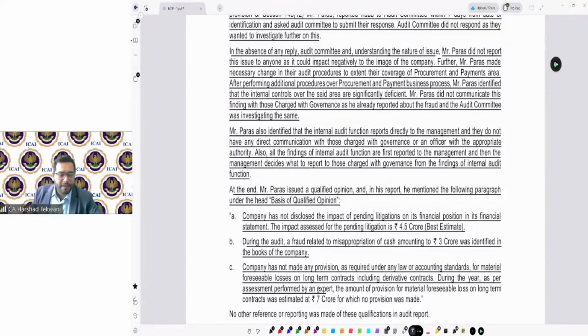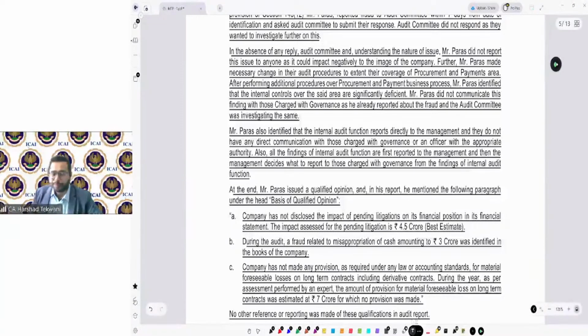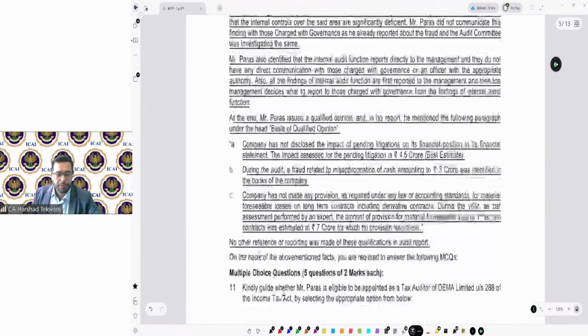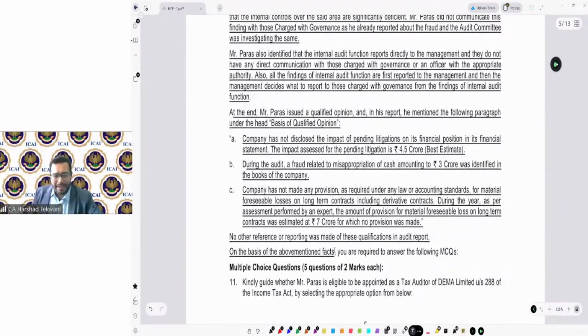During the year, as per the assessment performed by an expert, the amount of provision for material foreseen losses on long-term contracts was estimated at 7 crore, for which no provision was made. No other reference or reporting was made for these qualifications in the audit report. On the basis of the above mentioned facts, you are required to answer the following MCQs.